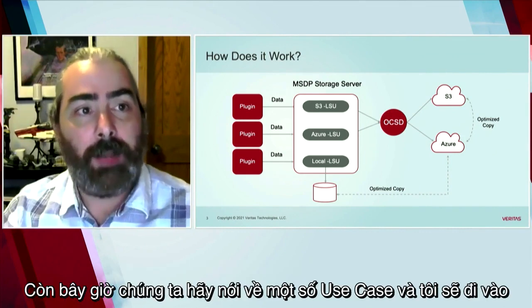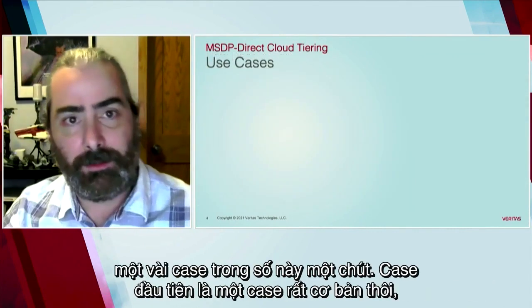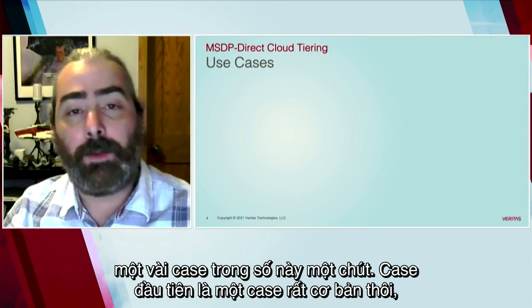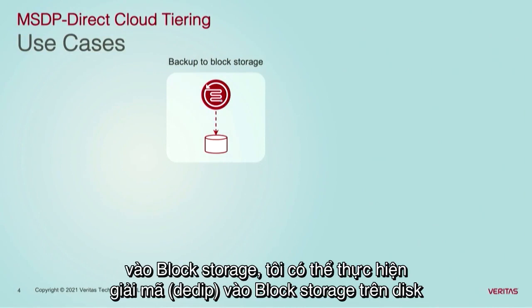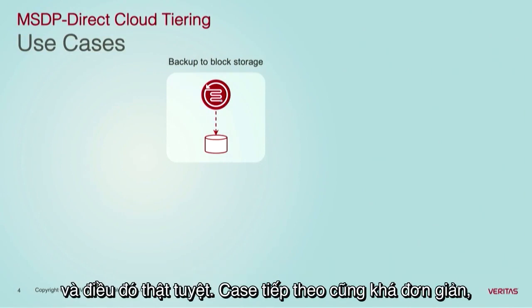So let's talk about some use cases, and I'll get into some of these a little bit. So the first one is it's just the basics. Normal MSDP, what can I do? I can back up to block storage. I can do dedupe to block storage. It's on a disk, and it's great.